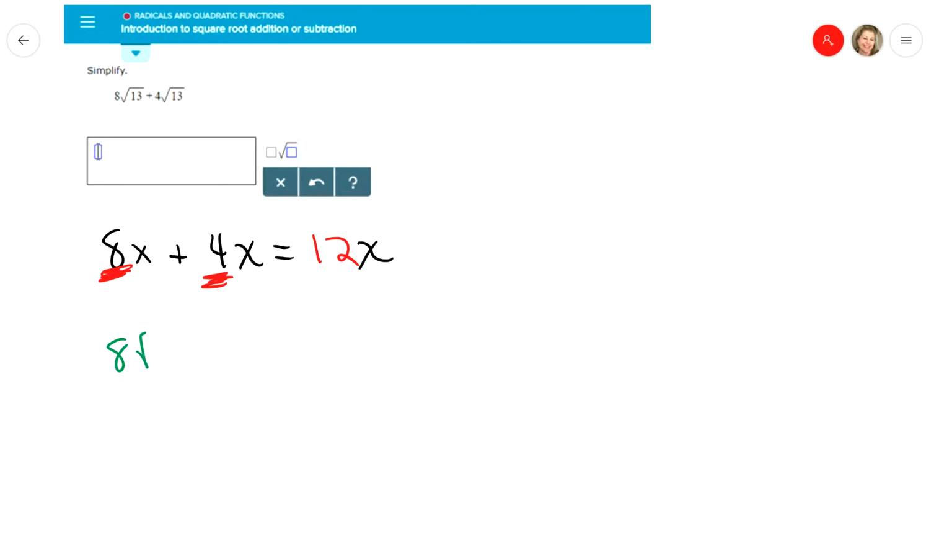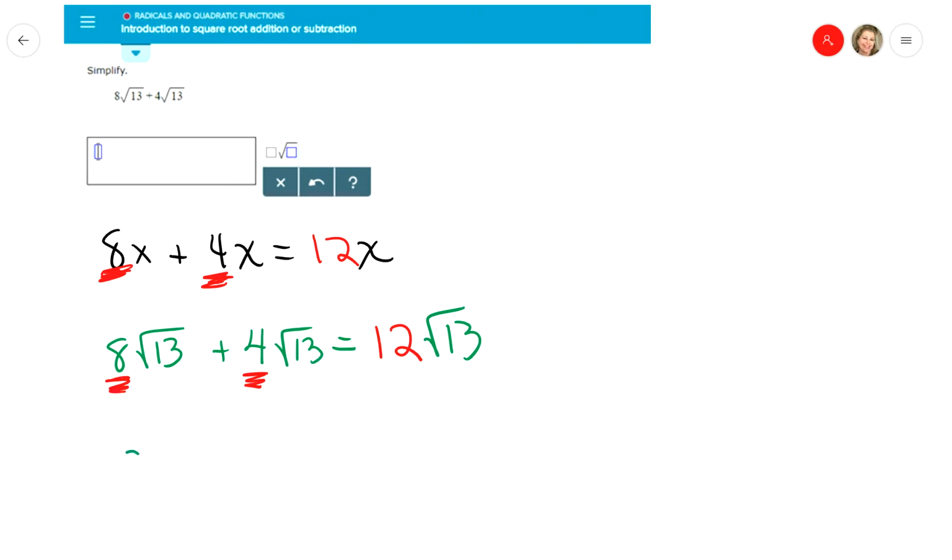If I have 8 square roots of 13 plus 4 square roots of 13, you're just going to add the 8 and the 4, which would be 12, and you'll still have the square root of 13, just like you had the x. I call it combining like radicals.